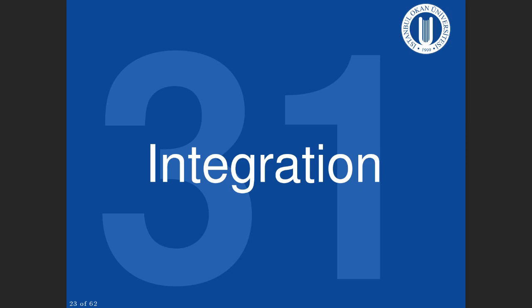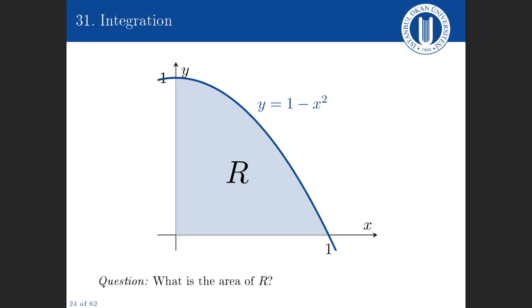Let's move on to chapter 31, which is about integration. What is the area of this region R? It's the area between the graph of y equals 1 minus x squared, the x-axis and the y-axis, for x and y greater than or equal to 0.